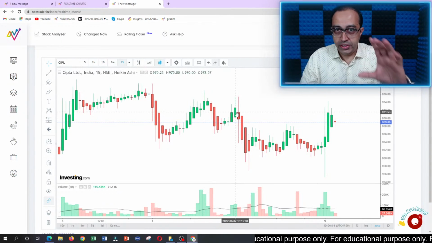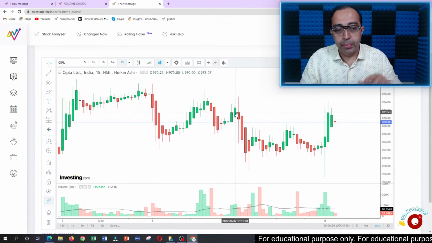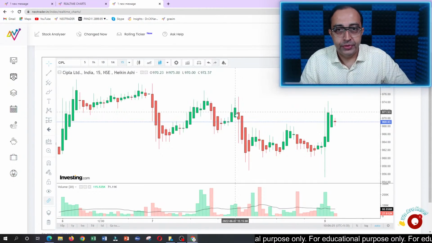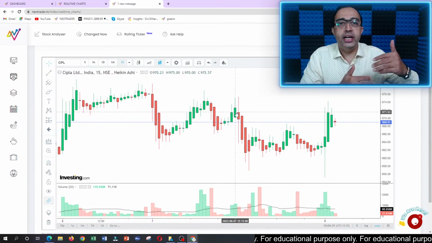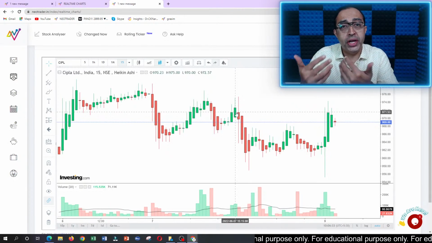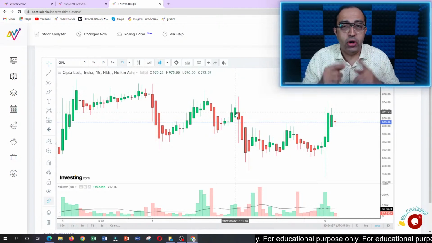This is one scenario. What is the other factor? Can you all tell me? What is the other factor which is favoring Cipla? The entire pharma sector. Okay, the entire pharma sector is doing well. So if the sector is on the bullish side today, please understand sector rotation is something very important. Never forget sector rotation.